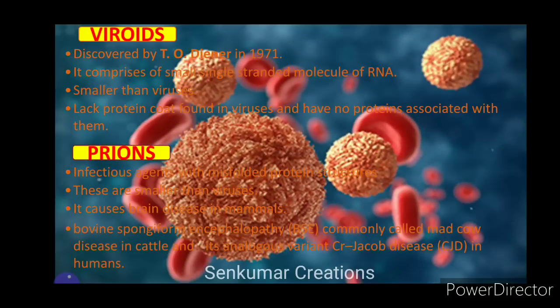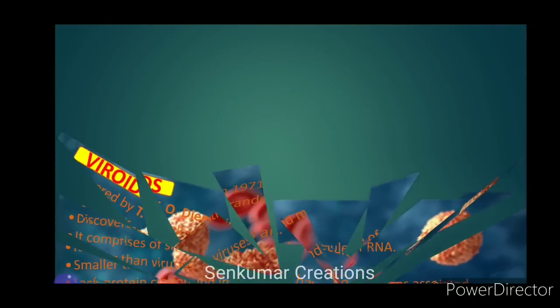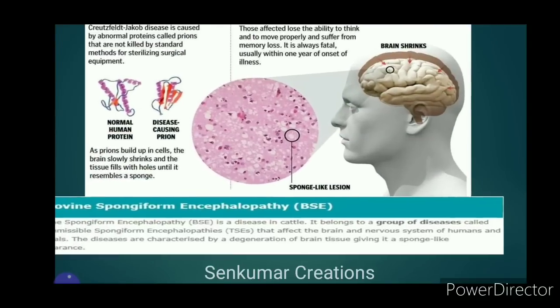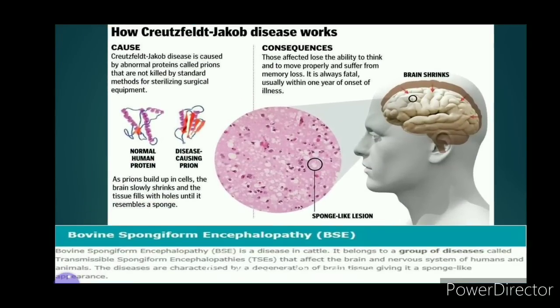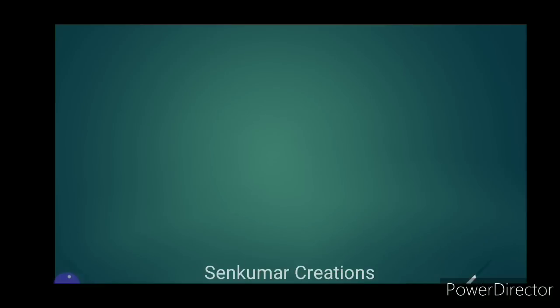Let's see in detail. You can see here how Creutzfeldt-Jakob disease affects the brain of a human. It's an example given in this slide. You can just pause it and go through this slide. You can understand the cause and consequence of these diseases, how these prion diseases are caused.